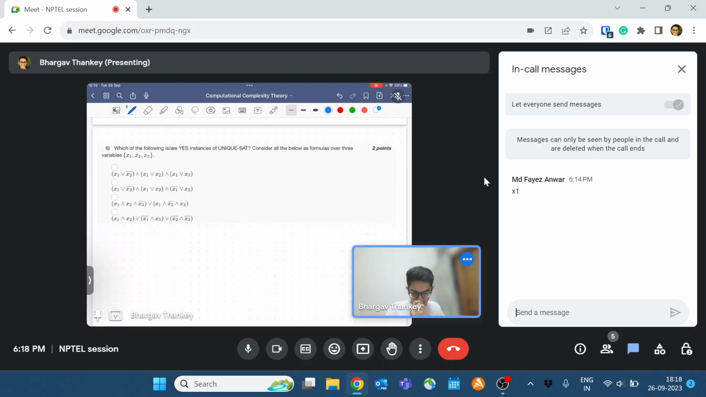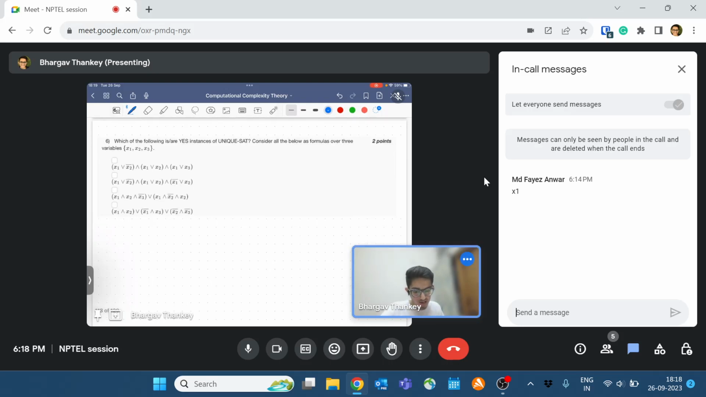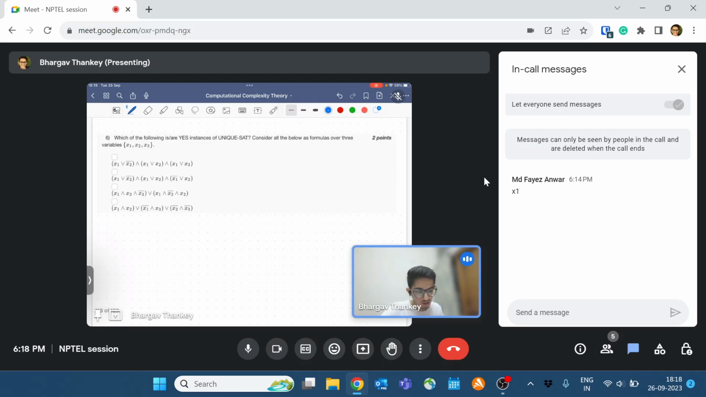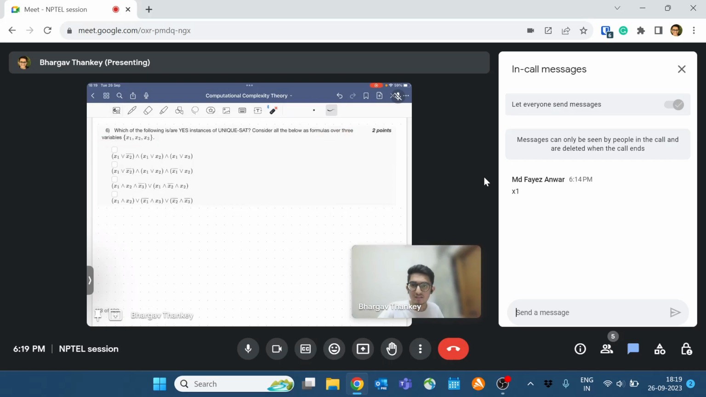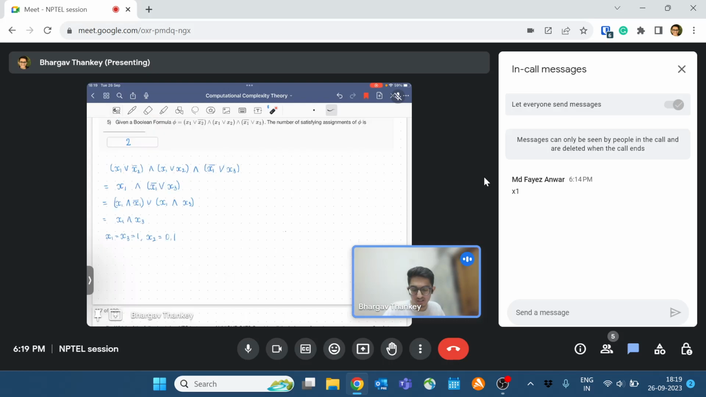Okay, so the next problem is: which of the following is or are yes instances of the unique set problem? Consider all the below formulas as over three variables x1, x2, x3. And this part is important. But how to know whether for each of the problems here we have exactly one assignment? One way is to try all the eight assignments. Another way is to simplify, similar to this, and then check how many assignments you get.